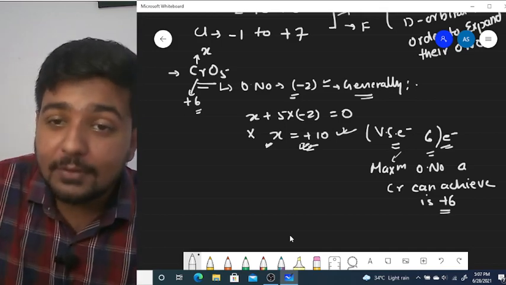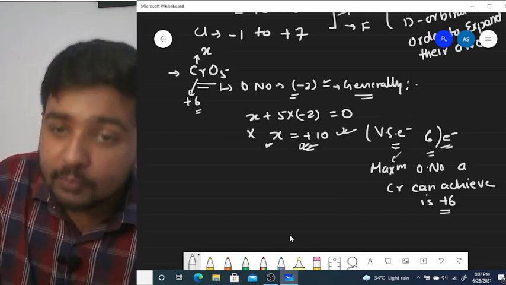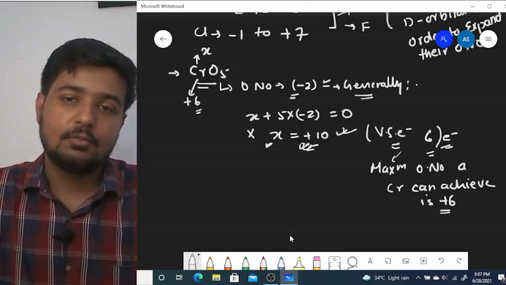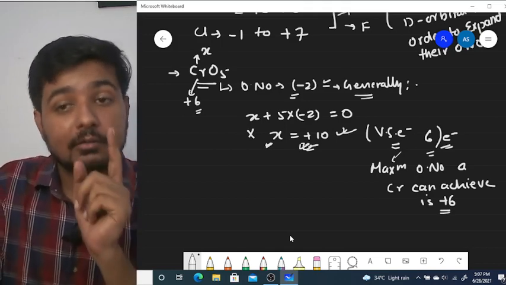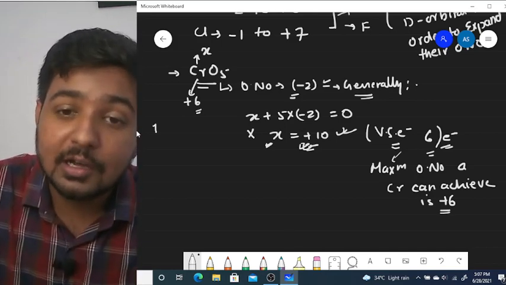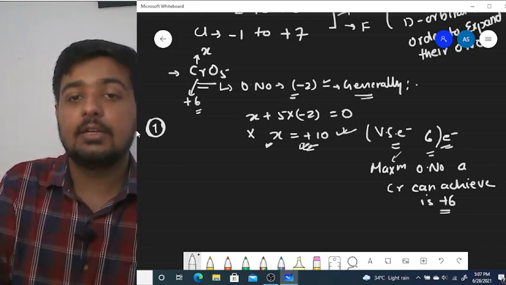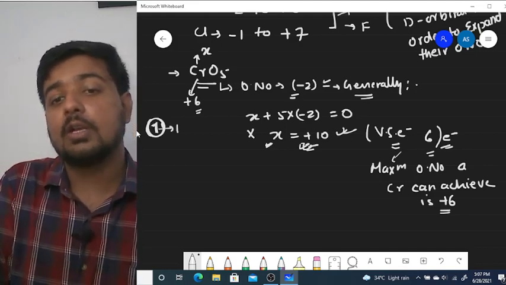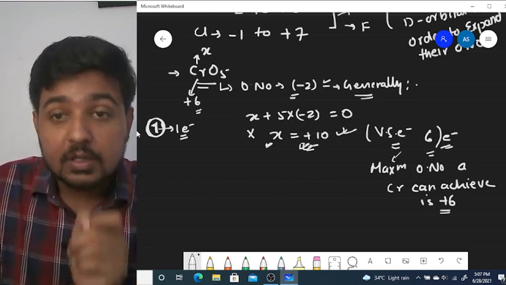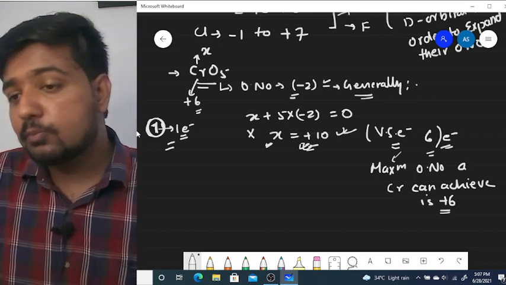Why? Because if every oxygen has a minus 1 oxidation number, then chromium will have an oxidation number of plus 5, which is not stable. Because after forming bonds also, there is one single unpaired electron which creates instability. So it will try to achieve this plus 6.